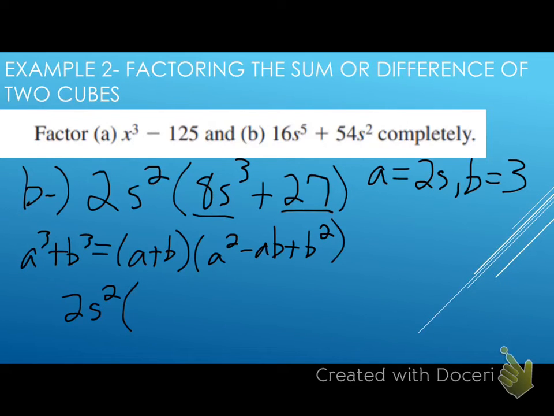So I get a plus b. What's a? 2s. Plus, what's b? 3. Times, if I plug 2s in for a here, what's 2s squared? 4s squared, because you have to square the 2 and the s. Minus a times b, what's 2s times 3? 6s. Plus b squared, what's 3 squared? 9. Everyone okay with that?